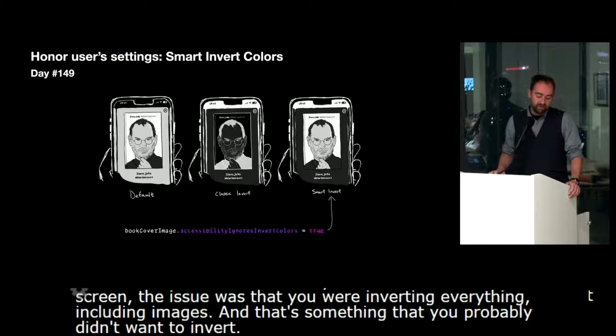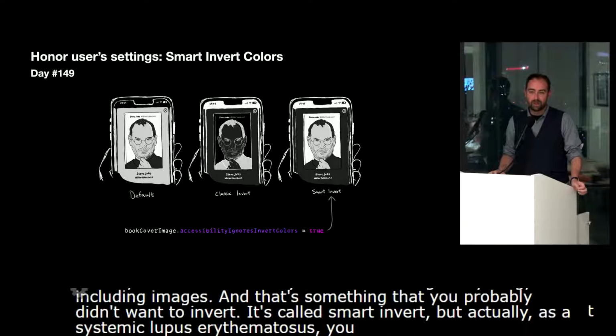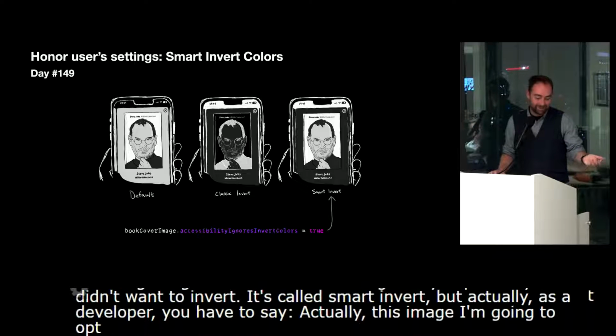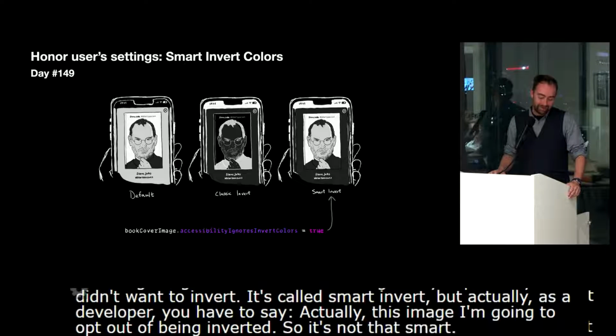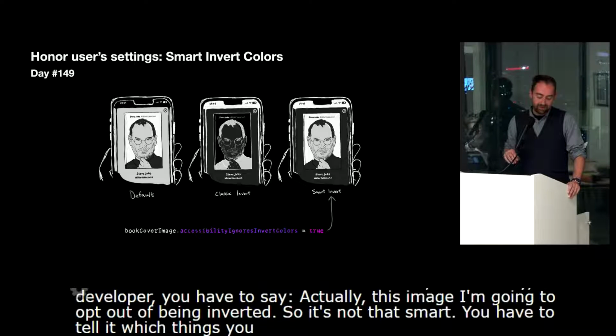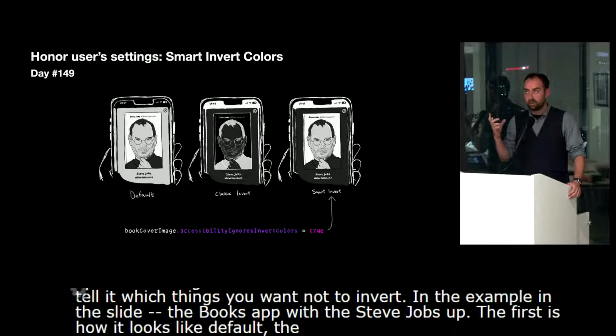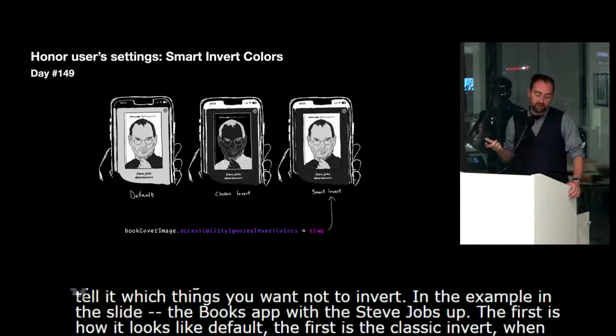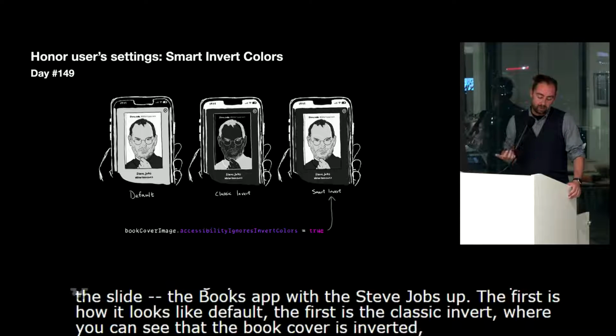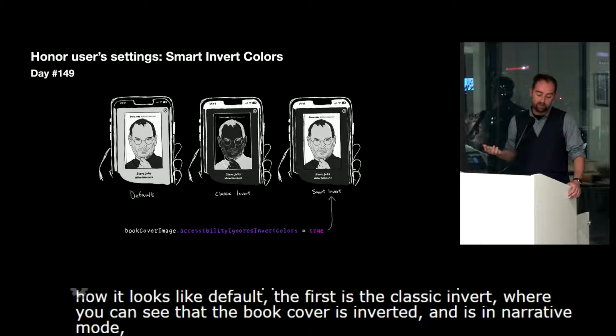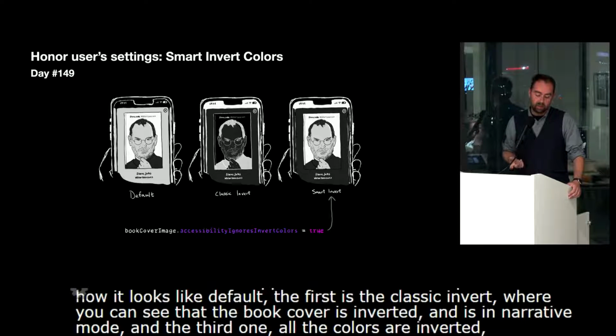It's called smart invert, but actually, as a developer, you have to say, actually, this image I'm going to opt out from being inverted. So it's not that smart. You have to tell it which things you want not to invert. In the example in the slide, there's the Books app with the Steve Jobs book, and the first one is how it looks by default. The second one is the classic invert, where you can see that the book cover is inverted and is in negative mode. And in the third one, all the colors are inverted, but the cover stays as it looks in the default mode.